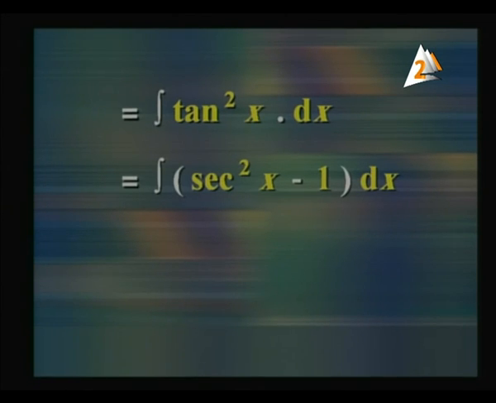Tan squared x dx means sec squared x minus 1, because, yes, tan squared x plus 1 equals sec squared x. We replace tan squared x by sec squared x minus 1. We find the integration of sec squared x minus 1 with respect to x equals tan x minus x plus c.